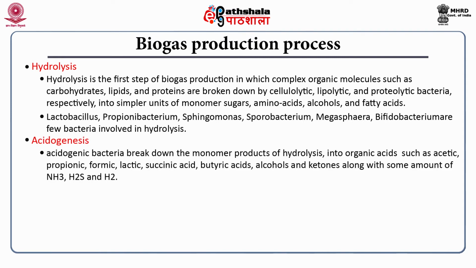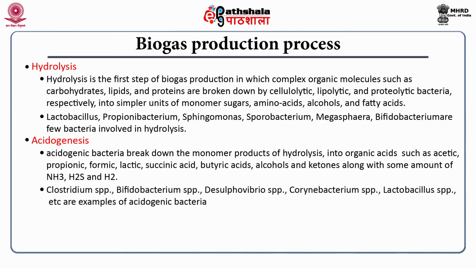Here, the acidogenic bacteria break down the monomer products of hydrolysis into organic acids like acetic acid, propionic acid, formic acid, lactic acid, succinic acid, butyric acid and alcohols or ketones, along with some amount of ammonia, hydrogen sulfide and H2. The major bacteria involved in acidogenesis are Clostridium species, Bifidobacterium and Desulfovibrio species. Even Corynebacteria and Lactobacillus are examples of acidogenic bacteria. Now the third step is acetogenesis.